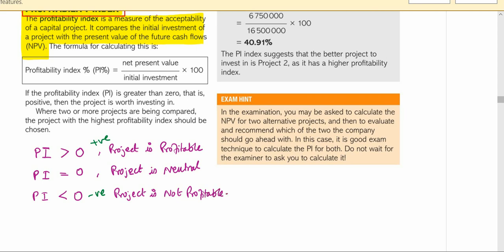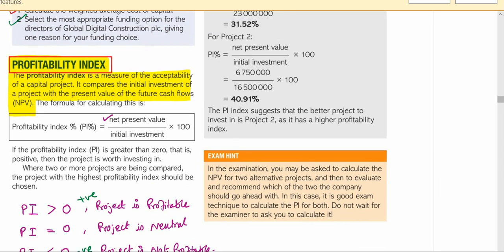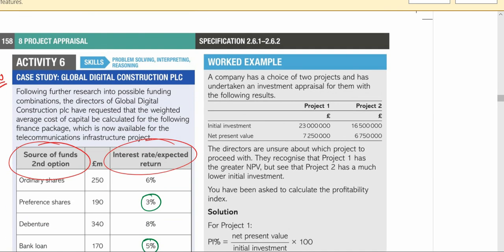Okay, so now how to calculate the profitability index? Net present value divided by initial investment. So this is so simple. We know how to calculate the present value, and the initial investment will always be given in the question. Let's see the example.